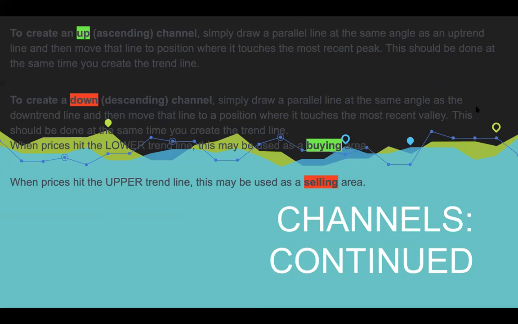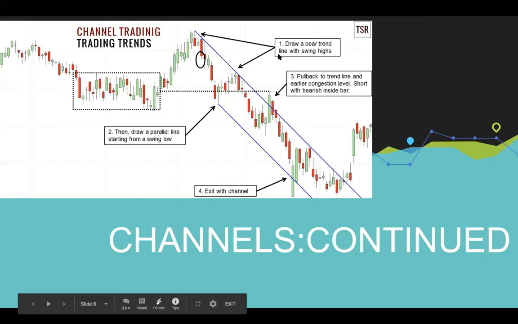When prices hit the lower trend line, this may be used as a buying area. When prices hit the upper trend line, this may be used as a selling area. Channel trading trend lines.